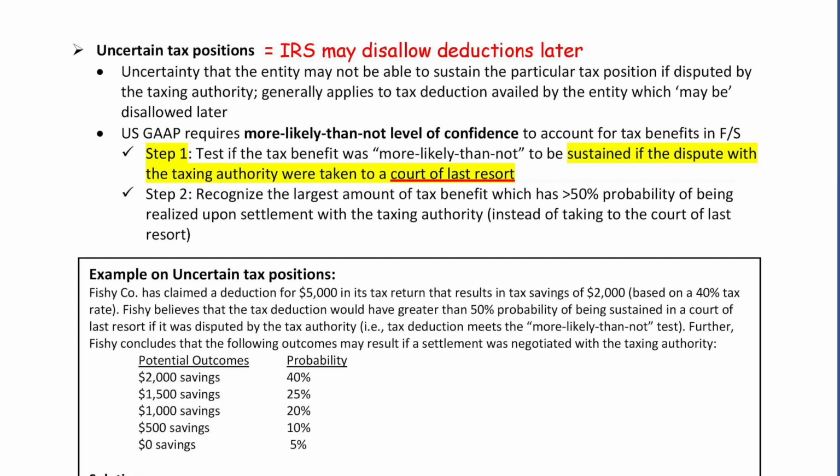Then we go to step number 2. Highlight step number 2: recognize the largest amount of tax benefit which has a greater than 50% probability of being realized upon settlement with the taxing authority, and underline settlement.